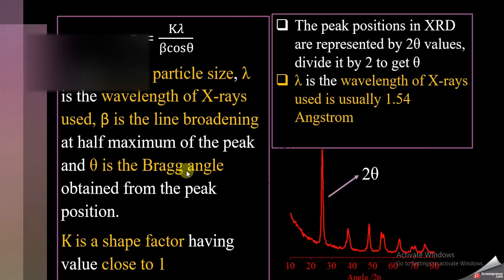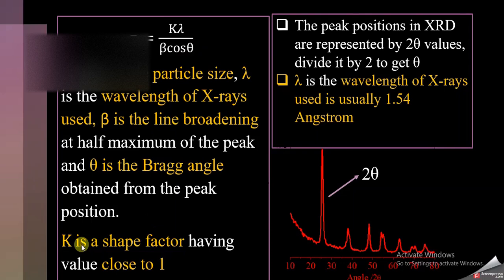Theta is the Bragg angle, or you can also say it is the position of your peak. Here you can see on the x-axis we have angle plotted in the form of 2 theta. So the position of these peaks is given in the form of 2 theta, and you have to divide the 2 theta by 2 to get the value of theta for putting it into this equation.